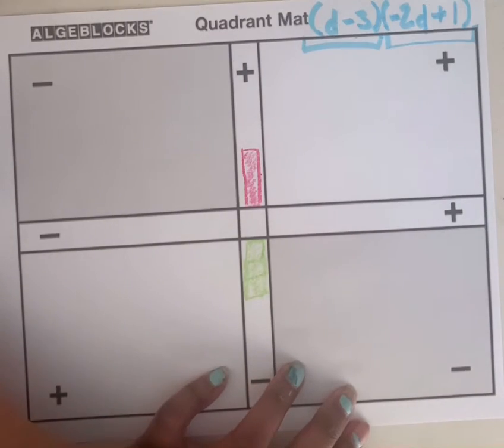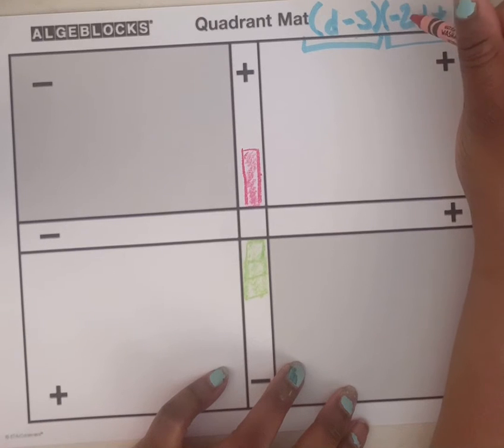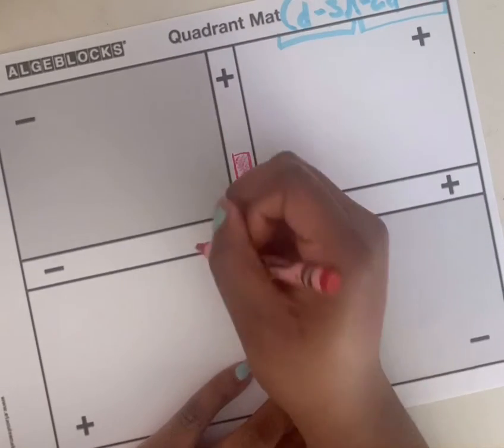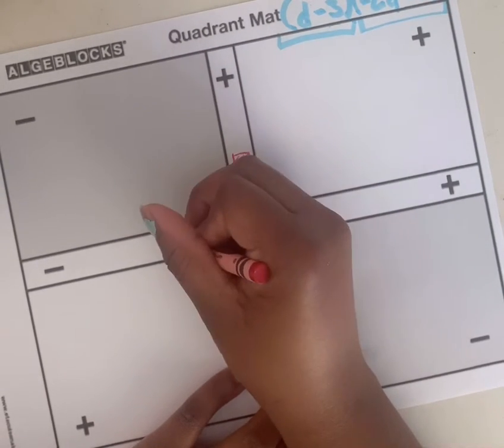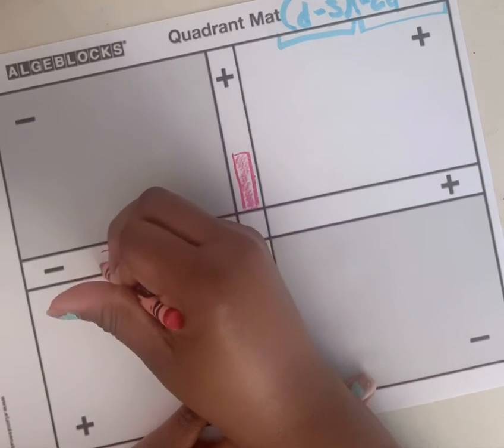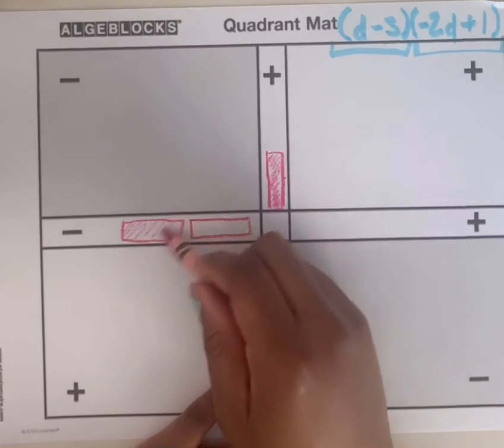So now we're going to move on to the second part of this problem, which is negative 2d. We have a negative, so we're going to put this one on the negative side of the quadrant mat on the horizontal line, and it's a D, so that means it has a rod. So we're going to draw 2 rods here in this part, and color those in.